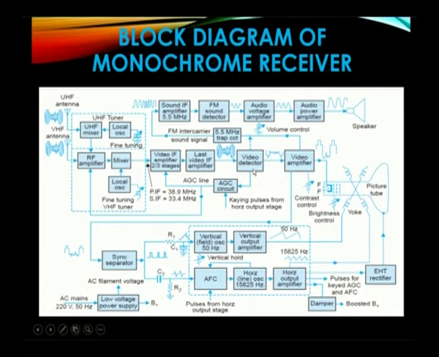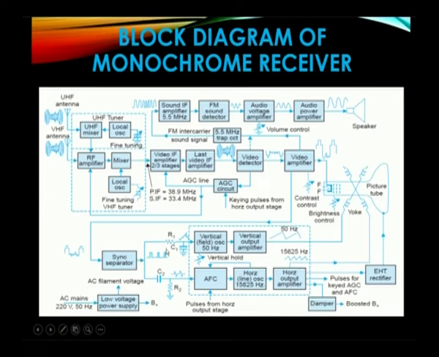After the video detector we get the sound signal separately and the video signal separately. The video signal is sent to the video amplifier and it has to go through a series of processes. The first is sync separation. The sync separator is a circuit block where all the sync signals, that is horizontal sync pulses and vertical sync pulses, and also the equalizing pulses, have to be separated.